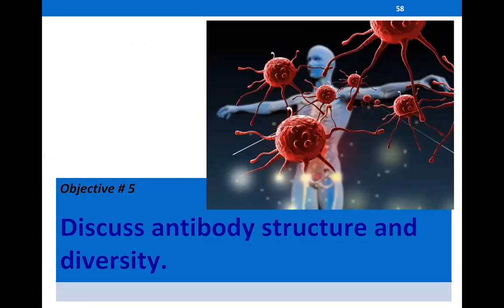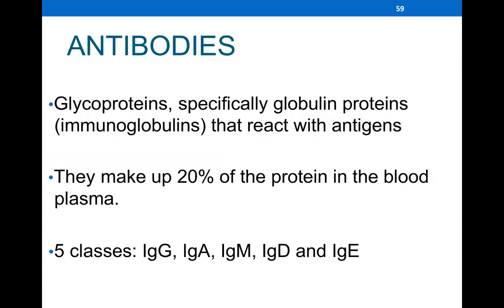Okay, so I've been mentioning antibodies because of this B cell proliferation and differentiation. Let's talk about the antibody structure itself. Now, antibodies are glycoproteins. Specifically, they are globulin proteins that react with antigens, thus forming an antigen-antibody complex. They make up 20% of the protein in the blood plasma, and we have 5 classes. We have IgG, IgA, IgM, IgD, and IgE. But before we differentiate the 5 classes of antibodies, let's discuss the structure of the antibodies.